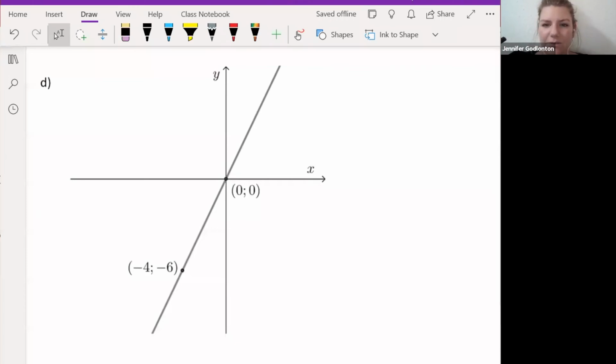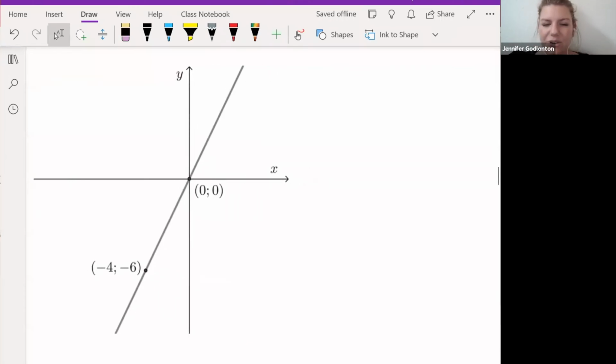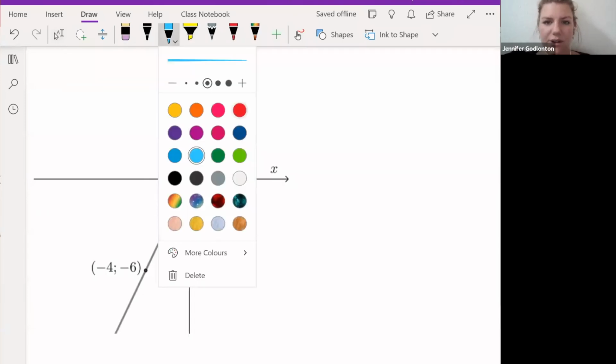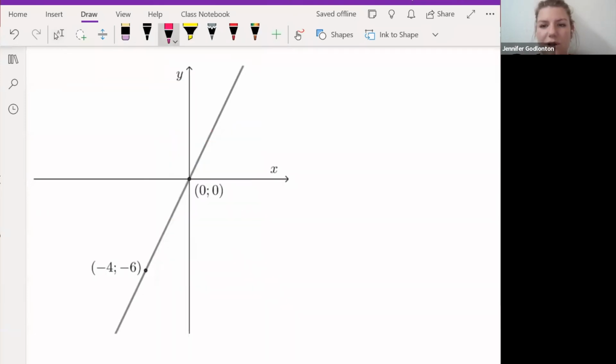I'm not going to give you any help for this one. You've now got stuff written in your books, so you should be able to do this from scratch. The only thing I'm going to write is y equals mx plus c. I would like you guys to work through this, and once you have your answers, I would love for you to pop them in the chat for me, so I can see if you are on the right track.